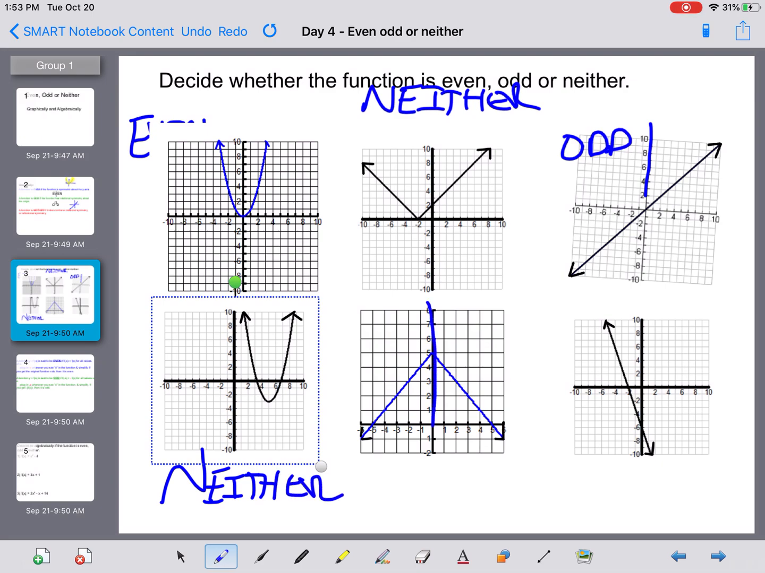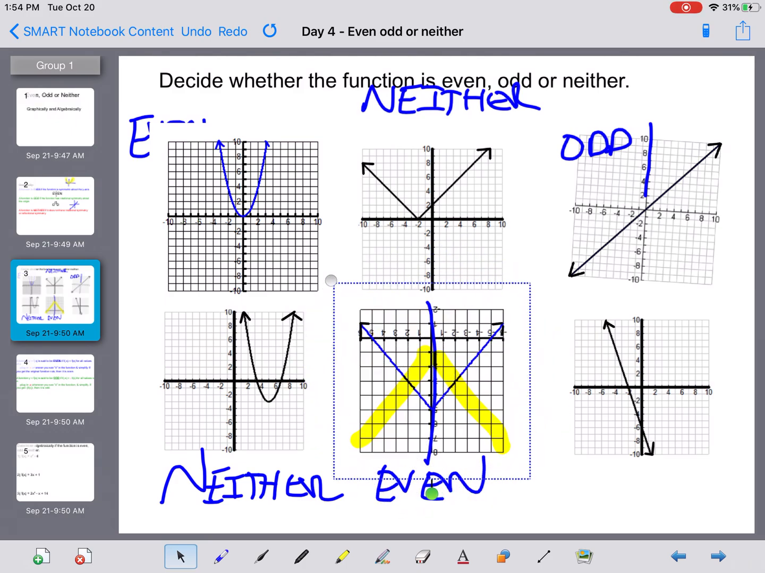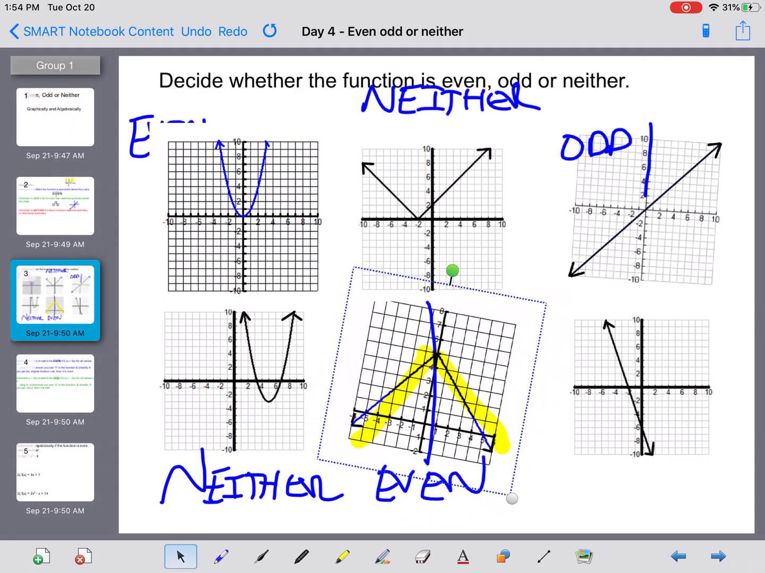This one, if we go straight down the y-axis, then we're seeing that this is going to reflect over, so we do have symmetry. So we would say that this is even. If I flip this over, we're going to have it facing up now, so it's not the same. So we are just even.